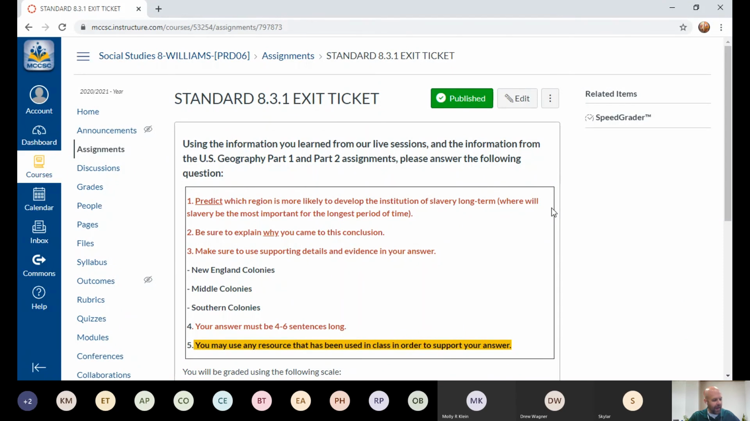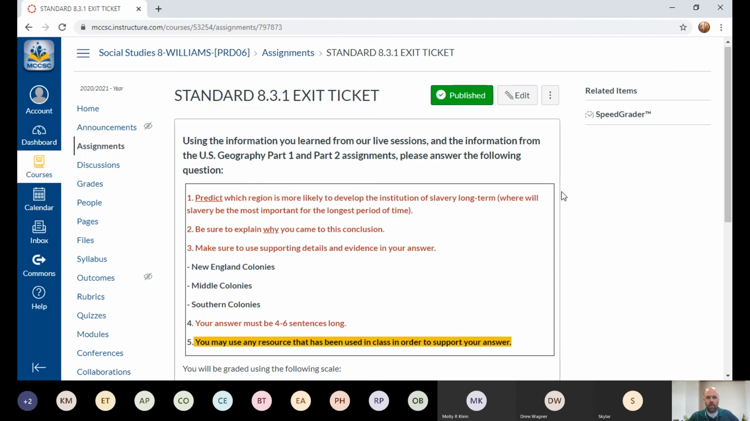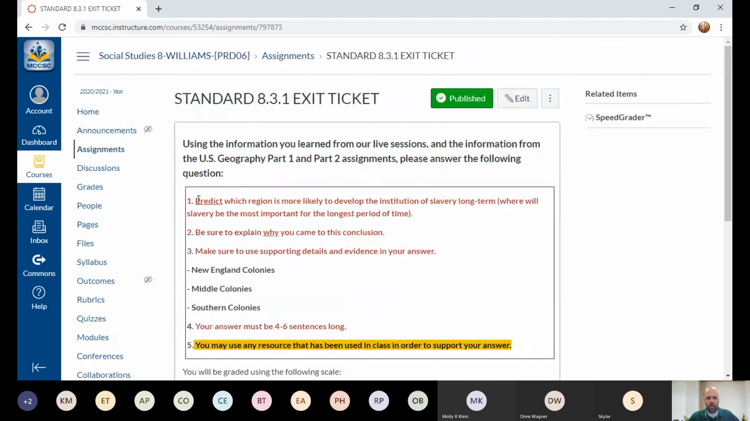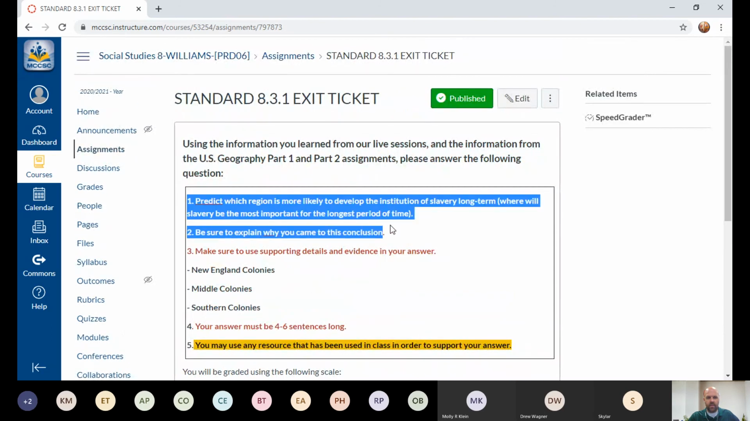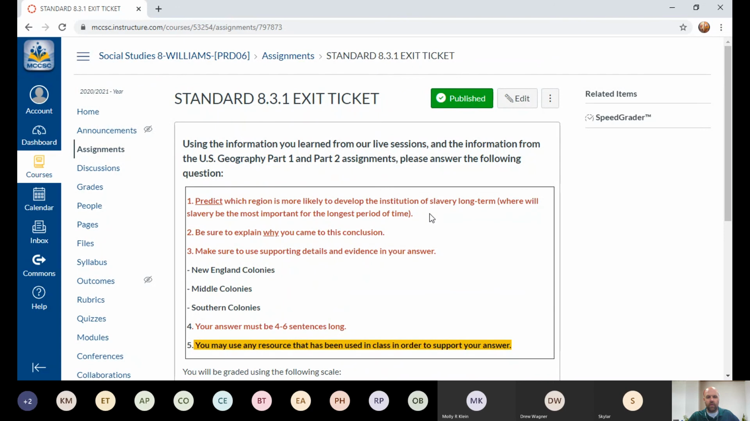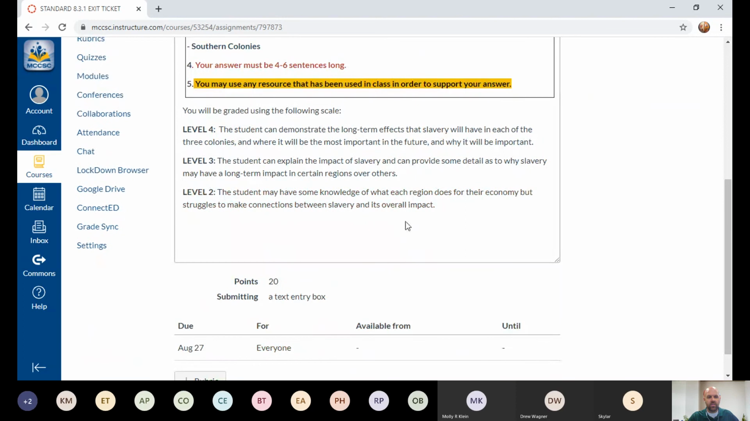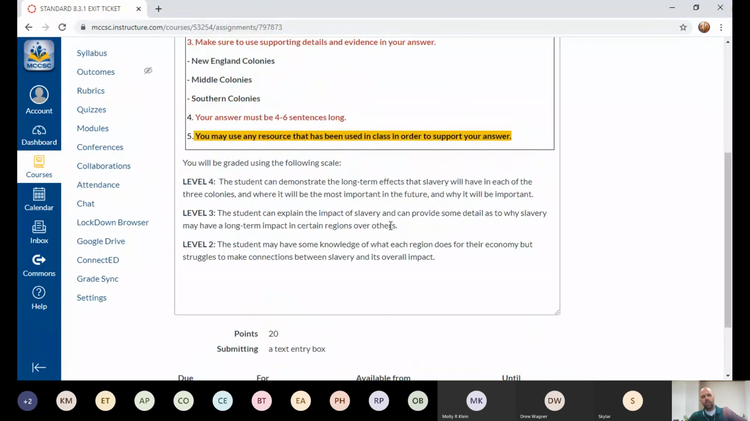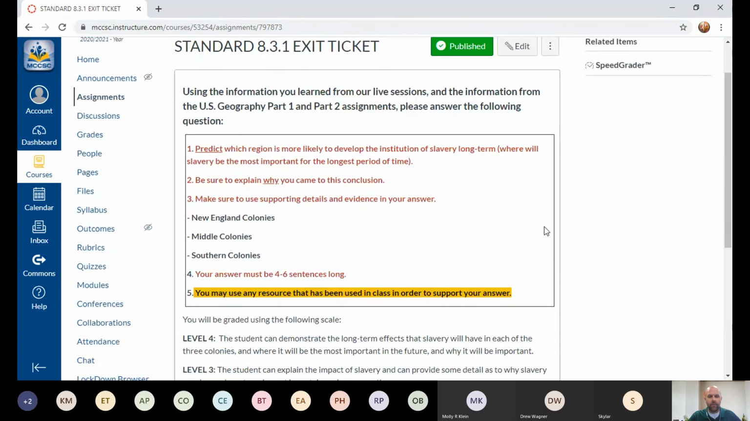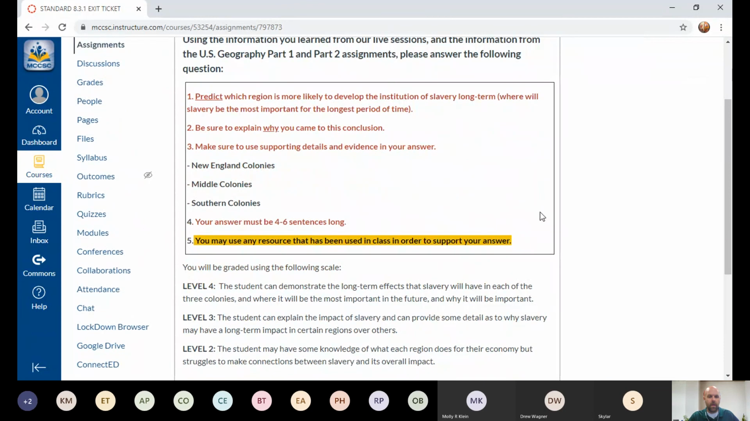What other questions do you have? So again, let me recap. This is the question you're answering. Where is slavery going to be developed long-term? In which region is it going to be and why? You have to explain why, because if you don't explain why, you're not going to be able to reach a high level response in terms of points. Okay. Use any resource you want. Do you have a question? Yes, go ahead.